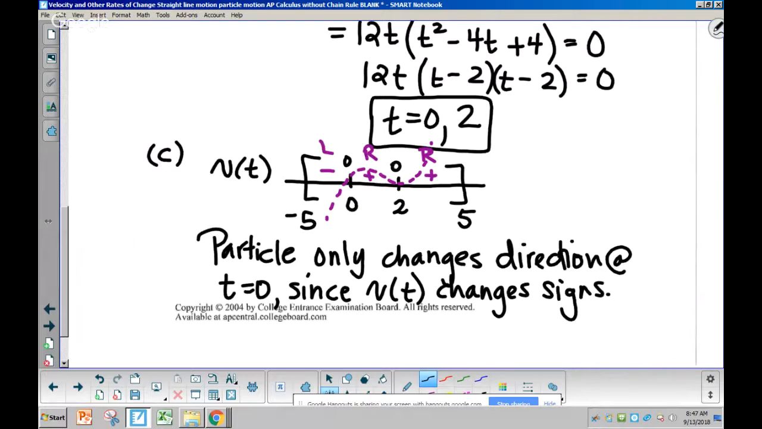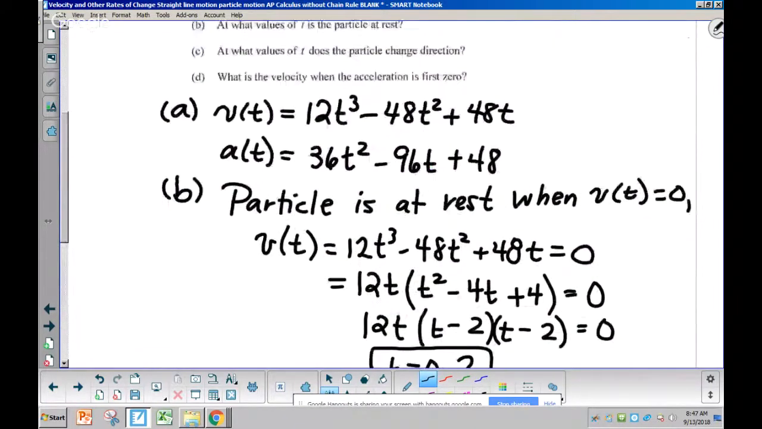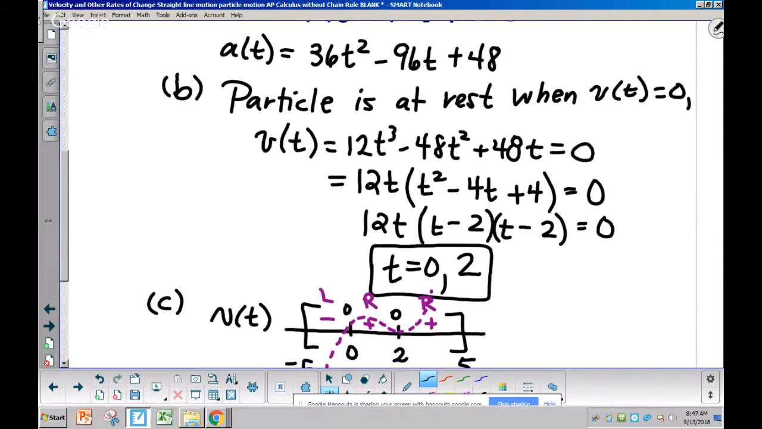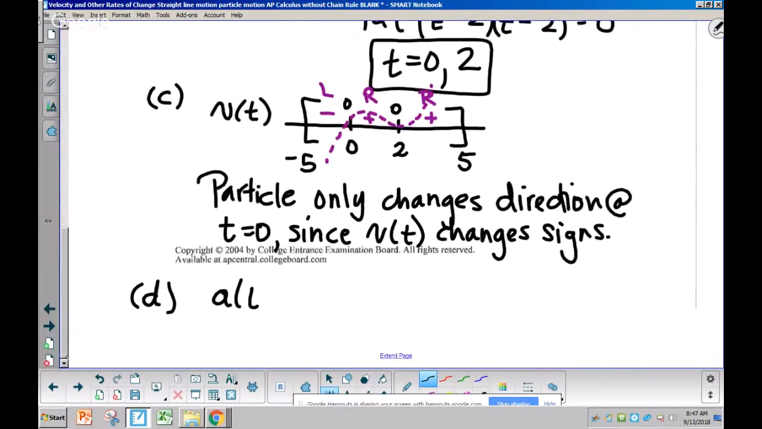Part D. What is the velocity when the acceleration is first 0? So what do we have to find? We have to set the acceleration equal to 0, find the time, and then plug that into the velocity, right? So my acceleration function, you're going to have to hopefully remember that, is 36t squared minus 96t plus 48, and I'm going to set that equal to 0.